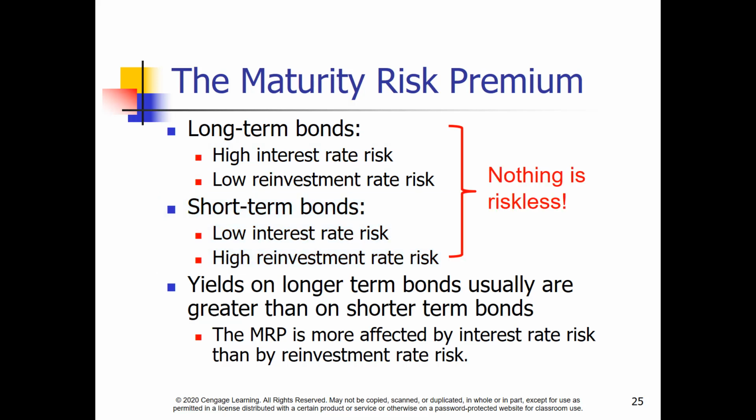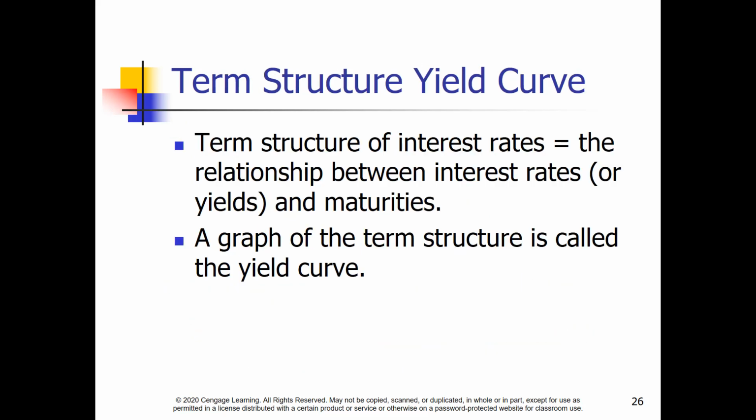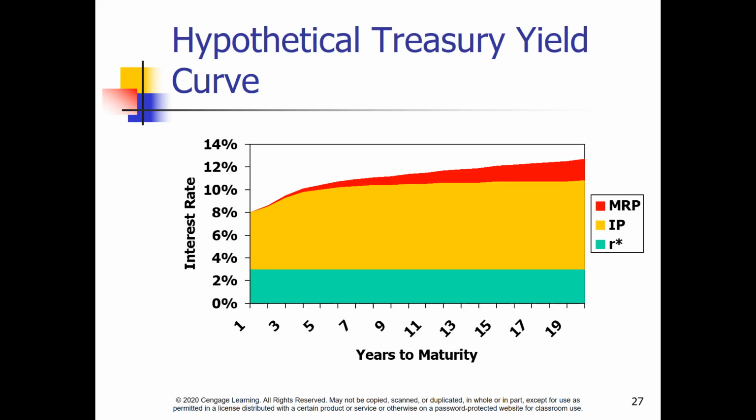Note, as the slide says, the maturity risk premium is more affected by interest rate risk than by reinvestment rate risk. The term structure of interest rates is reflected in the yield curve graph and shows the relationship between short-term and long-term rates. Typically, the yield curve is upward sloping, reflecting both the maturity risk premium and increasing expected inflation.